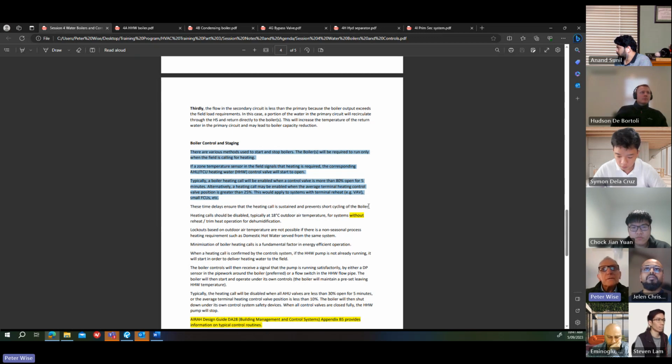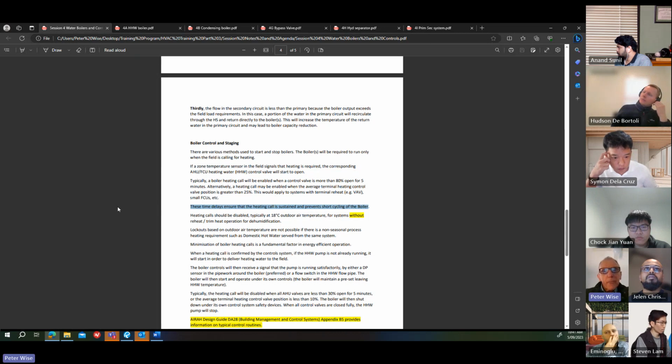Now, these time delays ensure that the heating demand is sustained and prevent short cycling of the boiler. So you don't want to start a boiler as soon as the valve starts to open and then turn it off again, because it's going to meet the load very quickly if only one valve opens, and then the valve shuts and the boiler shuts off. So you don't want to be starting and stopping. That's the worst thing you can do with any machine. So you want to make sure that there is really a load out there, and then the boiler can start.